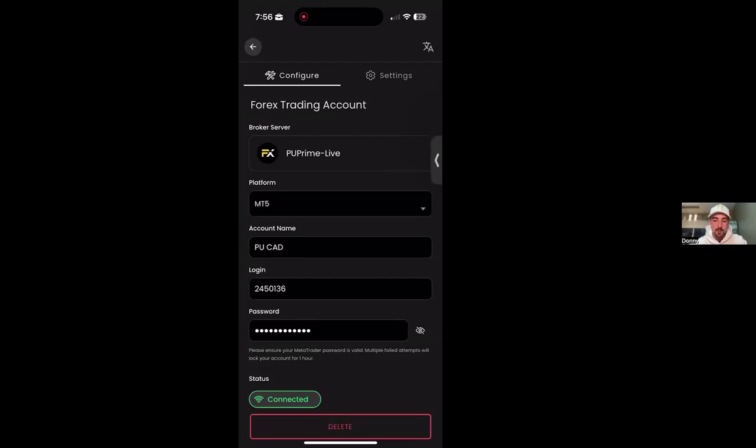So you can actually link your account. I know for a lot of us that are Canadian, we use PU Prime and MetaTrader. Okay. Even if you don't have MetaTrader, don't worry, don't fret.